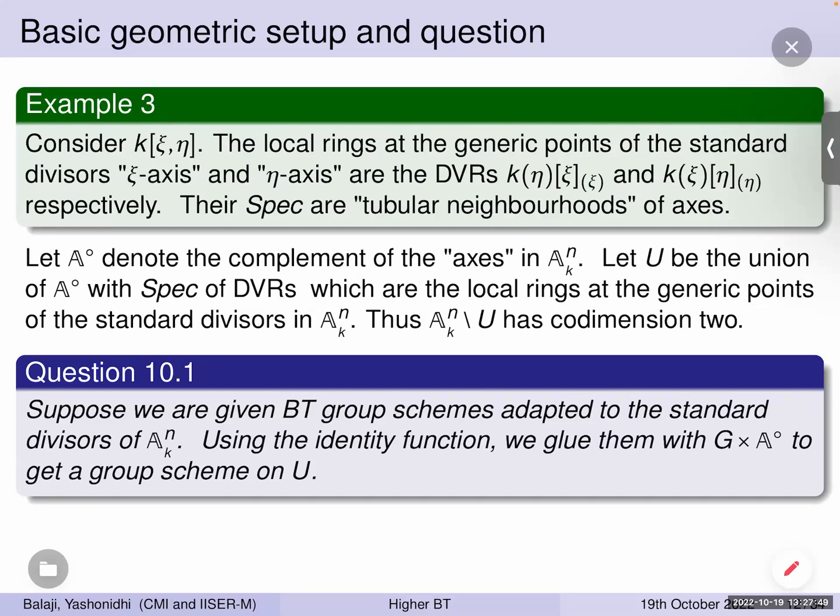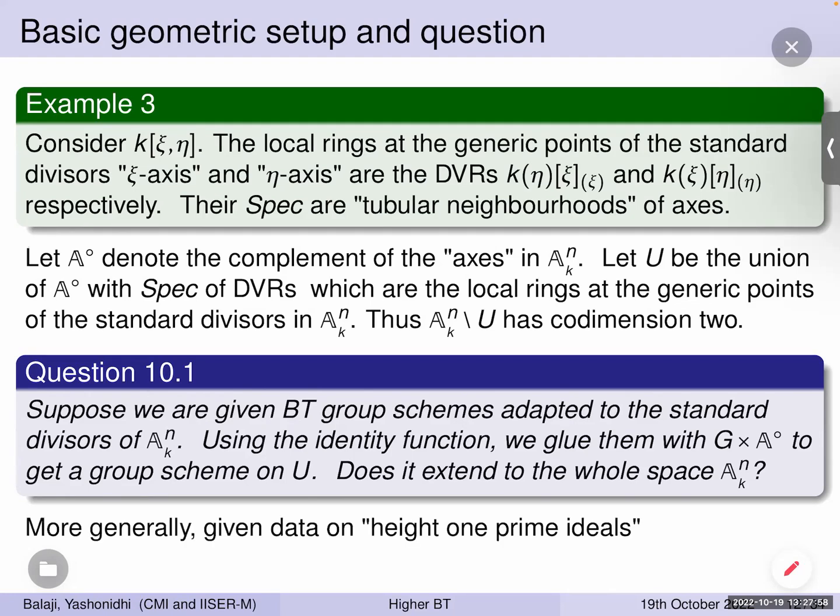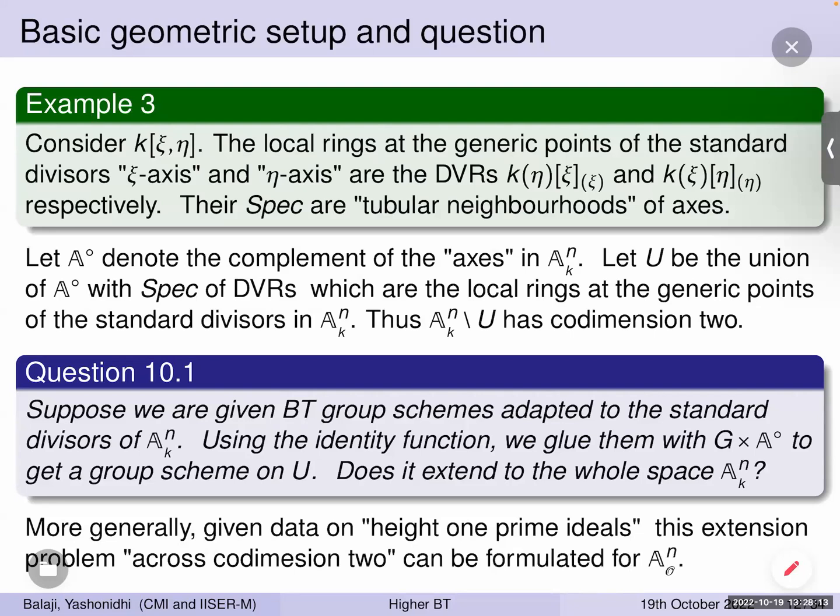So now we have a group scheme on U. Does it extend to the whole space A and K? This is the question. More generally, given data on height 1 prime ideals, this extension problem across codimension 2 can be formulated for A and O as well, where O is an arbitrary discrete valuation ring in mixed characteristic, anything. So this is the basic geometric setup and the basic question we have in mind.